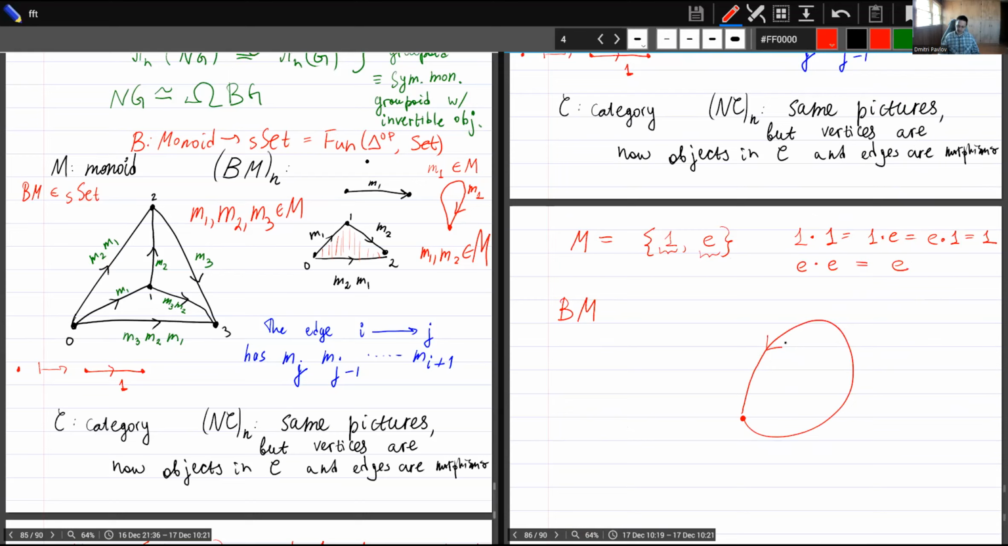All right, next we have to draw pictures of two-simplices. So let's draw some of them.